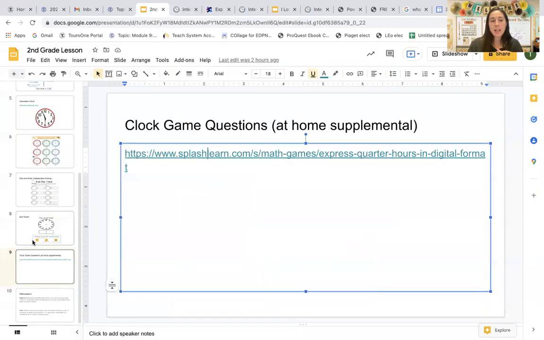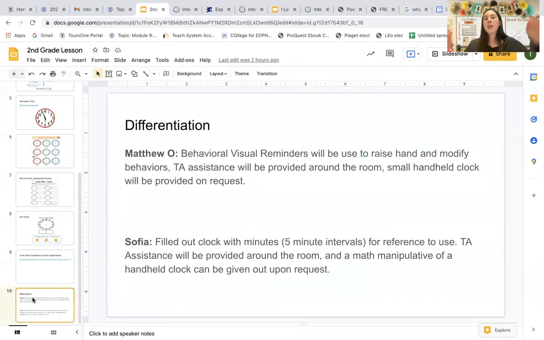With all that being said, just showing my differentiation, behavioral and visual reminders for Matthew O, who is classified as autistic. He will have TA assistants and of course those manipulatives. And Sophia will have the manipulatives as well, and a filled out clock. TA assistants will be provided around the room. And then of course, as I am observing, I can always pull students myself.